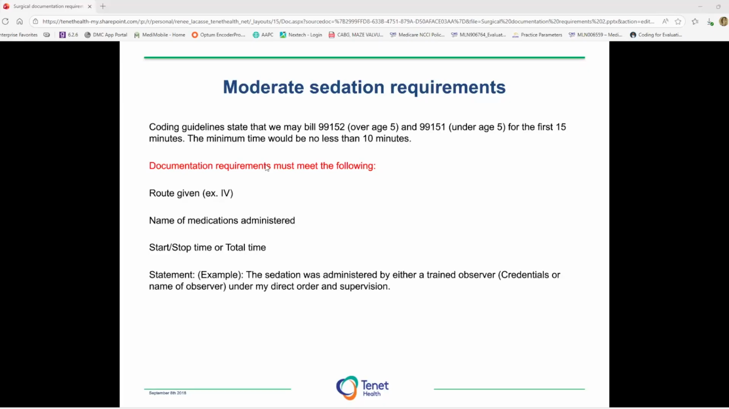You're going to need to document the route the sedation was given, most likely IV, any names of medications that were administered, and a start and stop time or a total time in your statement. And then a statement that the sedation was administered by the trained observer, and you can give their credentials or name, under your direct order and supervision.